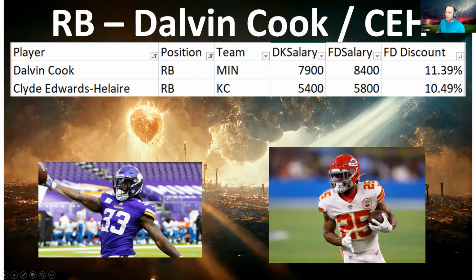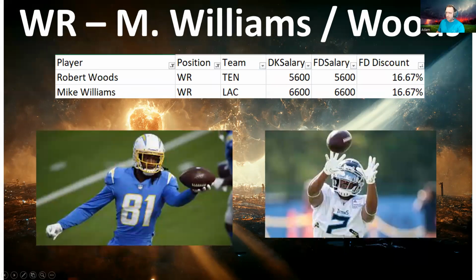And I think CEH is also an interesting play. The game environment is just as it was with Rondale Moore. Like, it's just a really good environment. I feel like 5,400 is a fair price for him, given some of the uncertainty in the backfield. And you're getting him at a 10% discount on FanDuel. Seems like a play to potentially attack.